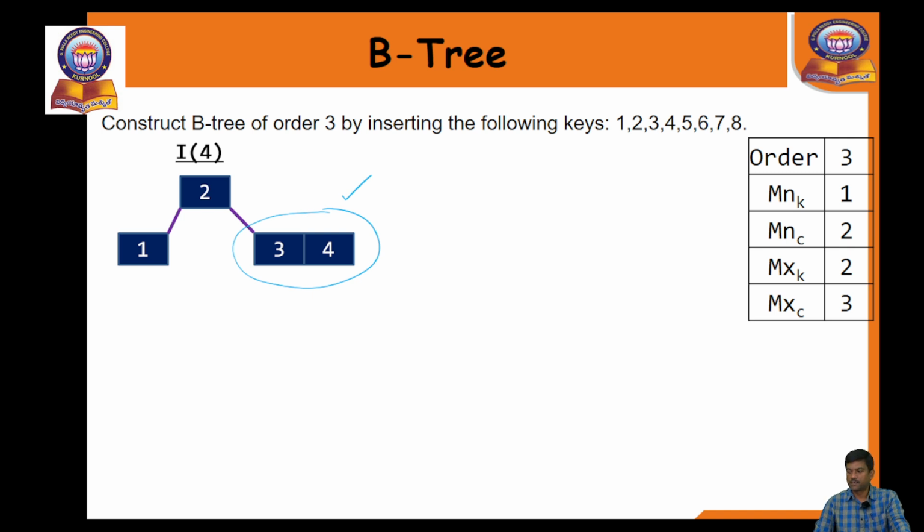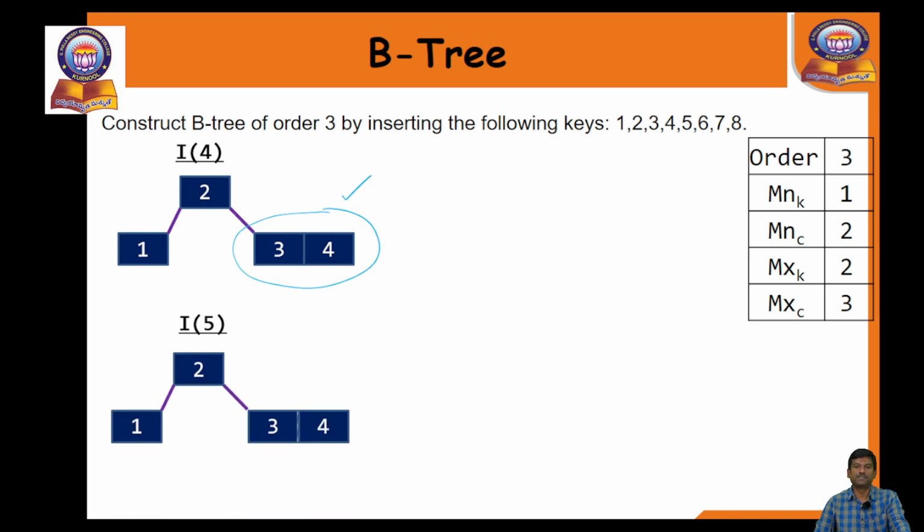Take the next key, that is 5. Where does 5 have to be inserted? 5 has to be inserted to the right of key 4. Check the maximum allowable keys per node. The maximum allowable keys per node is 2 only. But here there are 3 keys, and that is how you have to find the split.